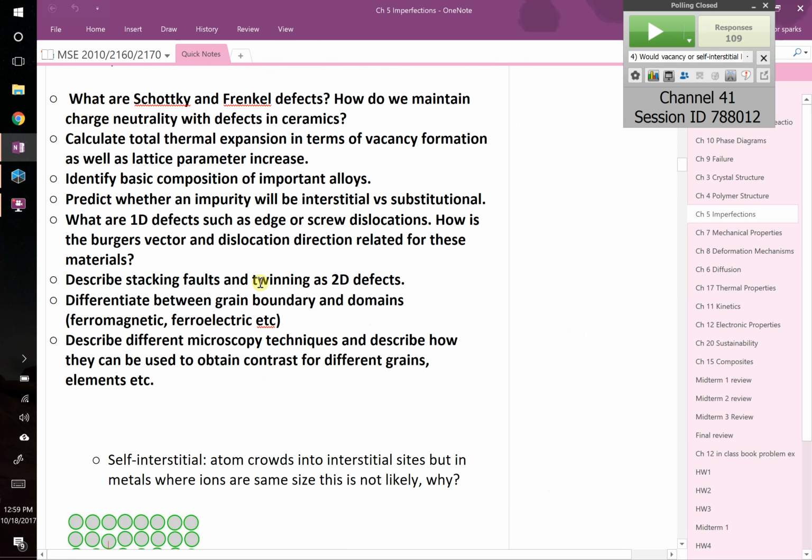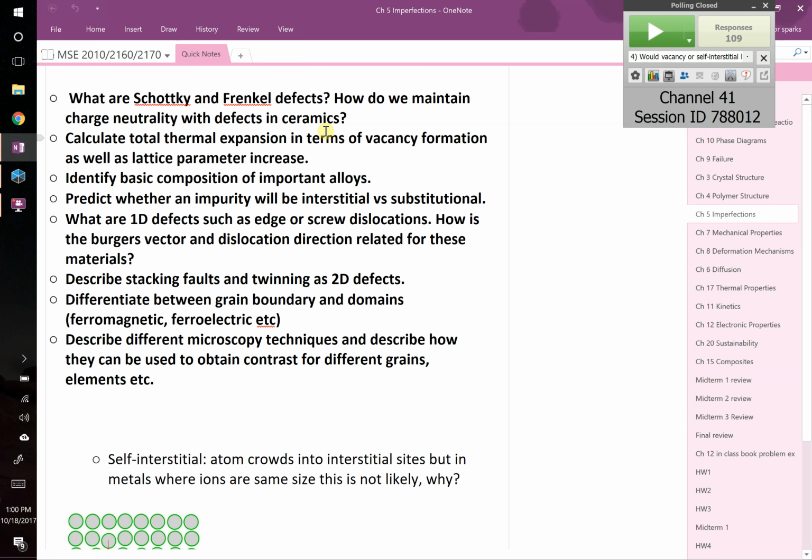Okay, today we will talk about what are Schottky and Frenkel defects, which are kind of like vacancies, but they're more complex. They're two defects in one. And in doing so, we'll talk about defects in ceramics. We'll describe how thermal expansion can be considered in terms of vacancy formation. We'll talk about a few of the basic important alloys out there, and then we're going to move away from zero-dimensional defects to one-dimensional and two-dimensional defects.